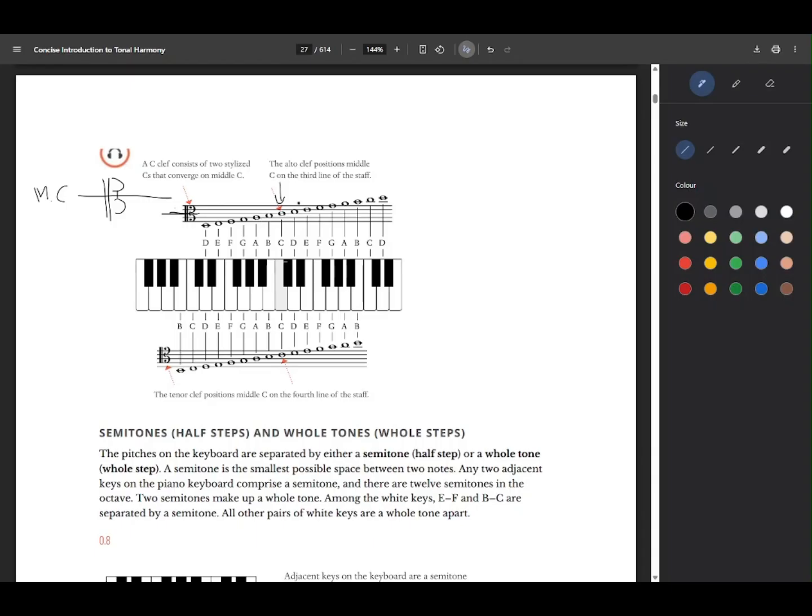And from middle C, we can determine, okay, one space above, that's going to give us our D. One space below, that's going to give us our B. And we can extrapolate our note names from the location of middle C.